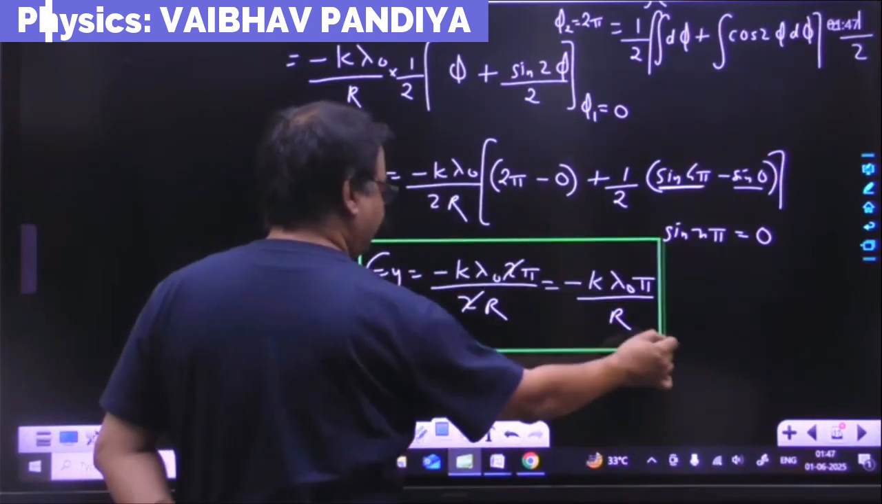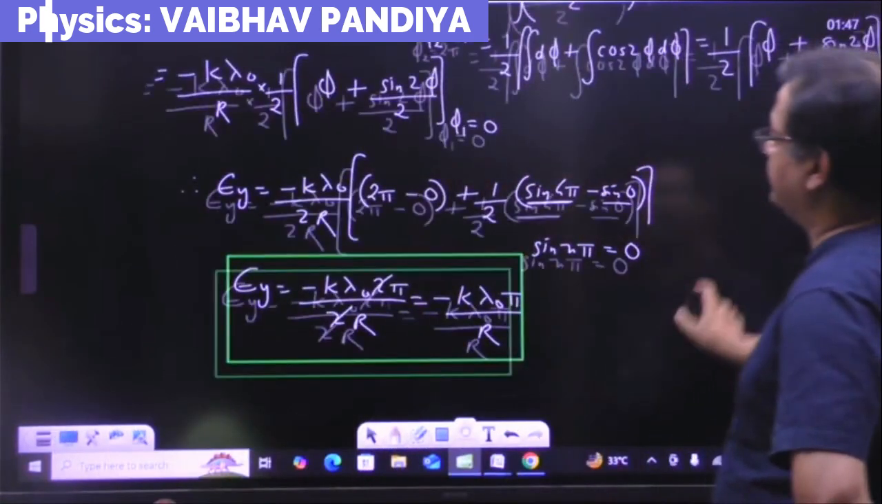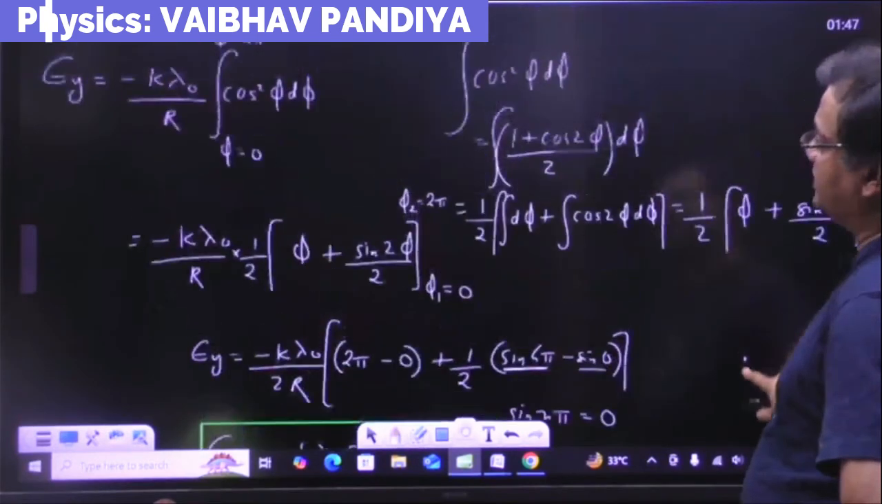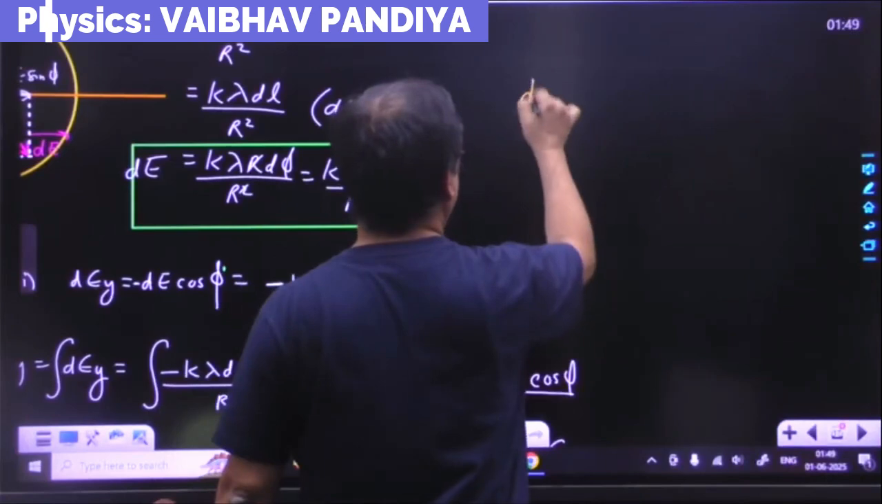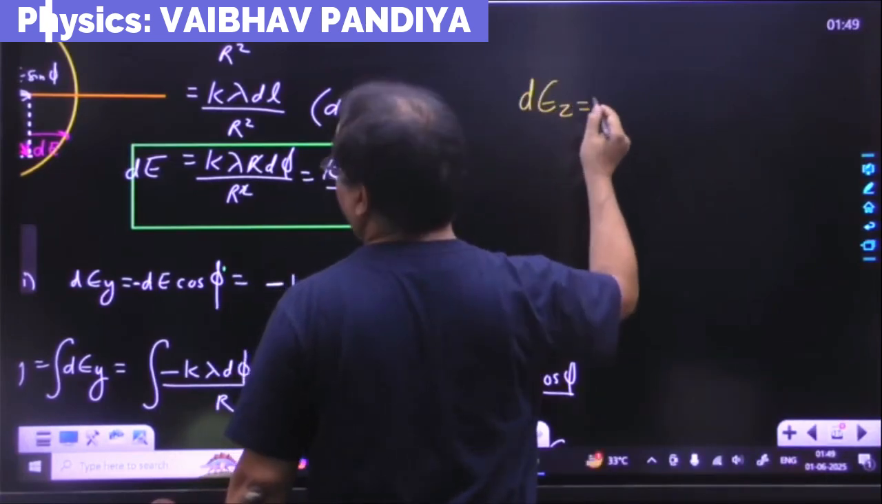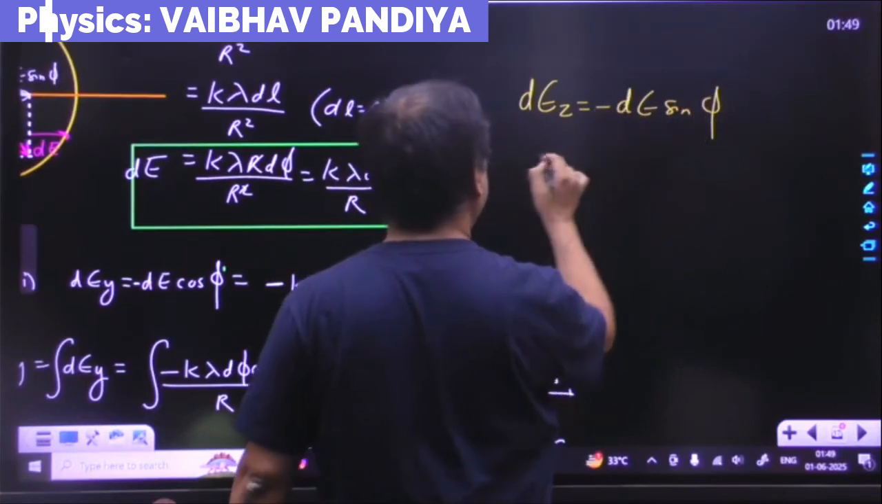Okay, this is the component along the y-axis. Okay, now what is left? I guess the component along the z-axis. Okay, now let us find dEz. So dEz is how much? dE sine phi with a negative sign.